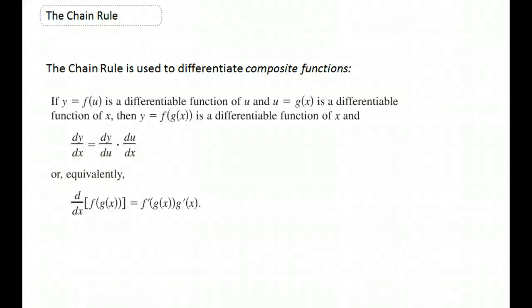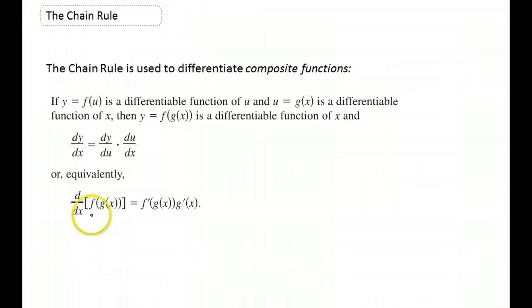Alright, we're going to learn about the chain rule now. And this is one of the most useful rules for taking derivatives of functions you can ever learn. So here it is. It says that if y equals f of u, and that's a differentiable function of u, and u is g of x, and that's a differentiable function of x, then y equals f of g of x, which is a differentiable function of x, and dy/dx is dy/du times du/dx.